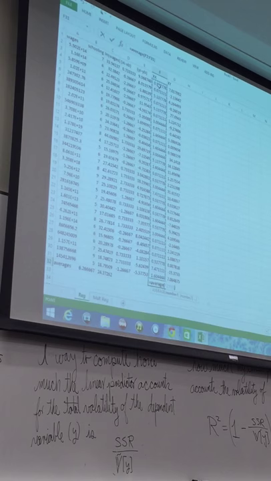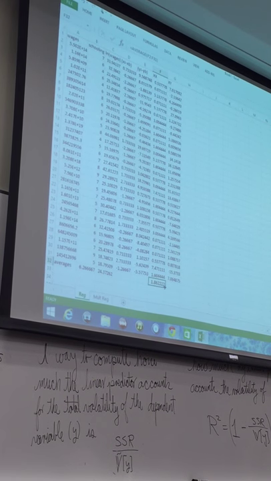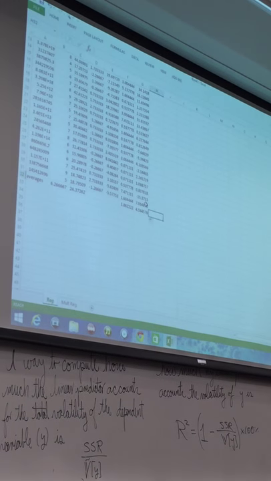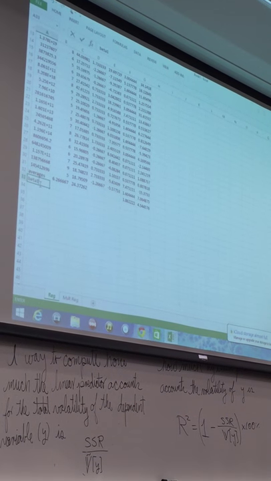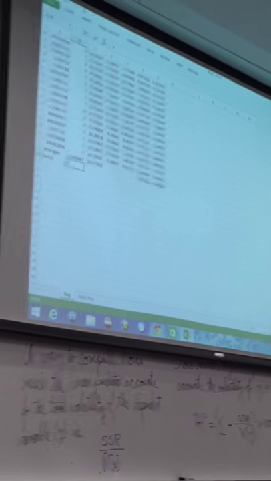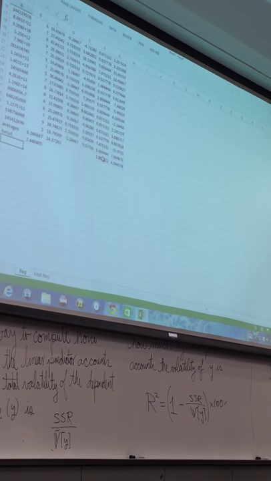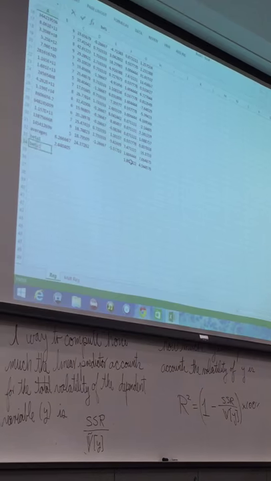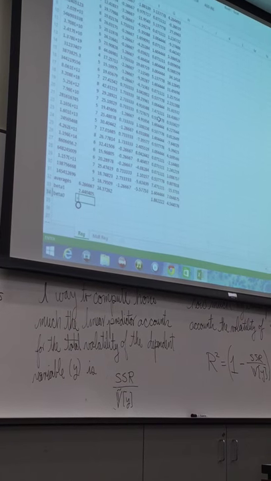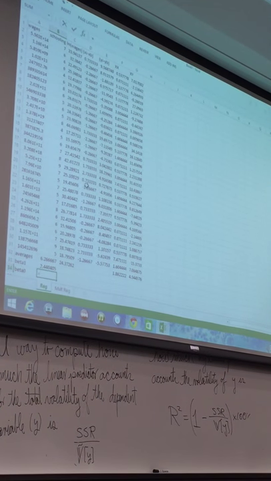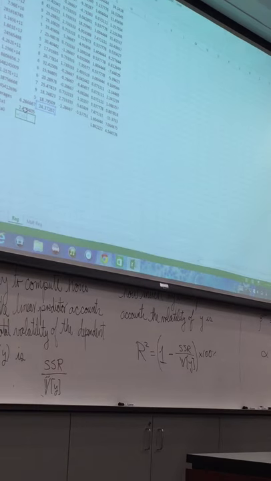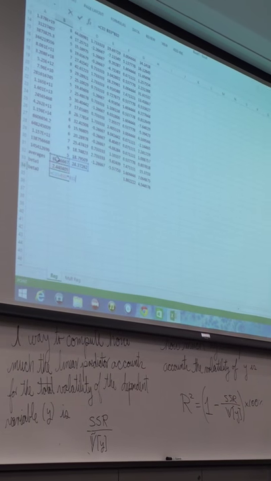These guys, all these guys, and finally, we know that beta 1 also is going to be equal to this ratio, Sxy over Sxx. Right? Now we know that beta 0 is going to be equal to the average of my y's minus beta 1 times the average of my x's.